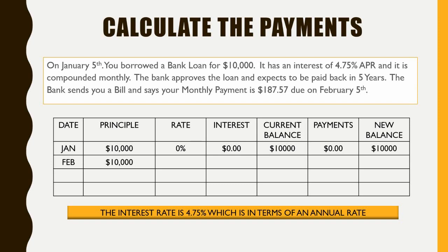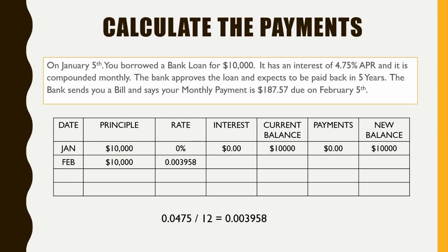What's my principal? Right now, I still have $10,000 that I owe. So that's my principal. Now I need to figure out how much it's going to be charging in interest per month. So 0.0475 divided by 12 is going to give you 0.003958. Okay? That's how much interest you're going to be compounded per month, since this interest gets calculated every single month.